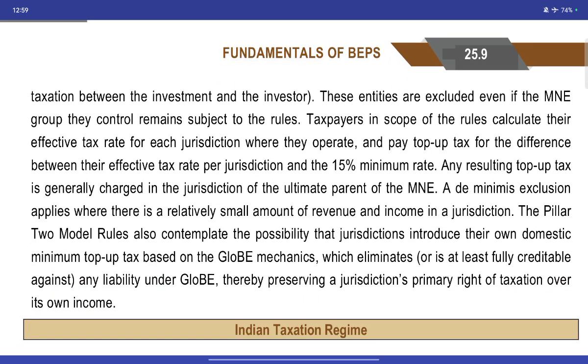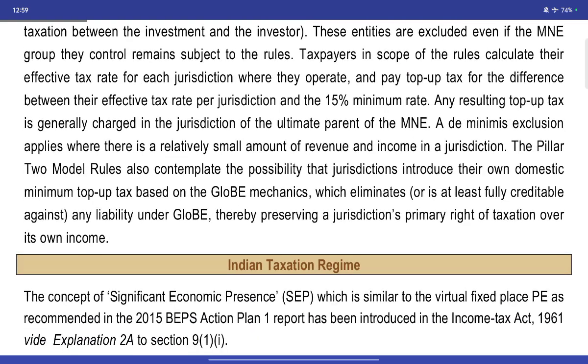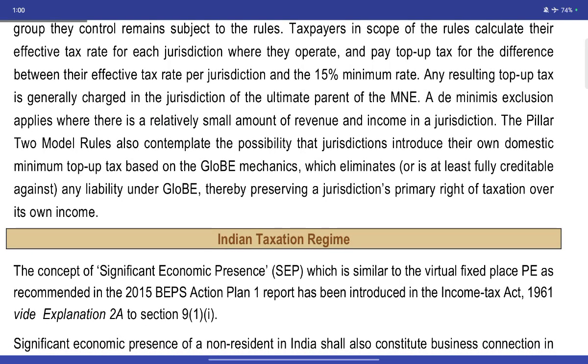Taxpayers in scope of the rules calculate their effective tax rates in each jurisdiction where they operate and pay top-up tax on the difference between the effective tax rate per jurisdiction and the 15% minimum tax. The top-up tax is generally charged in the jurisdiction of the ultimate parent of the multinational entity. There is also a de minimis exclusion, affecting jurisdictions where there is a relatively small portion of revenue and income.